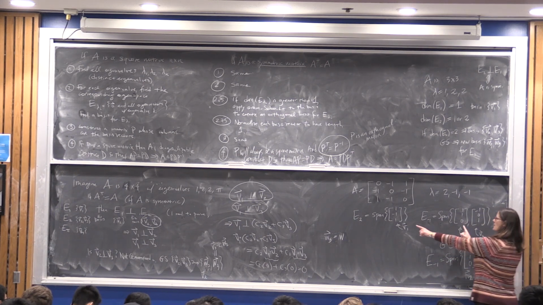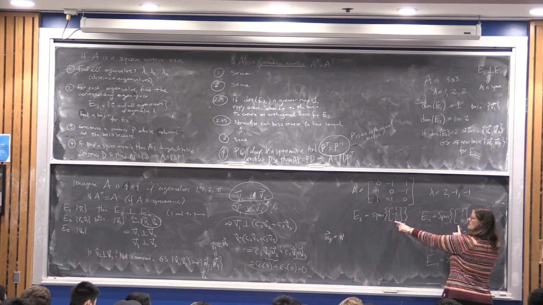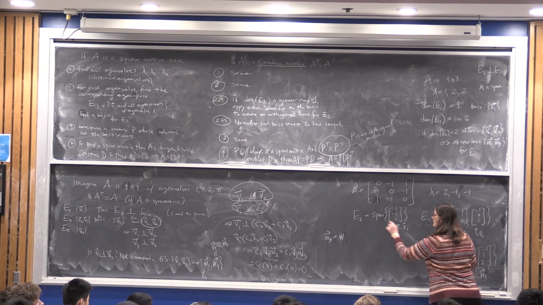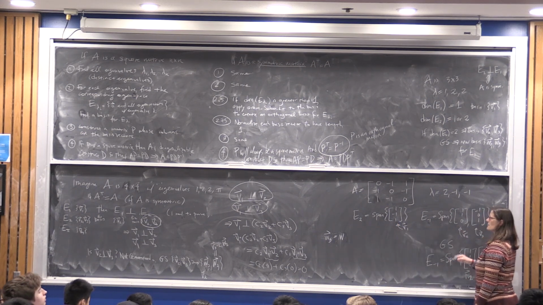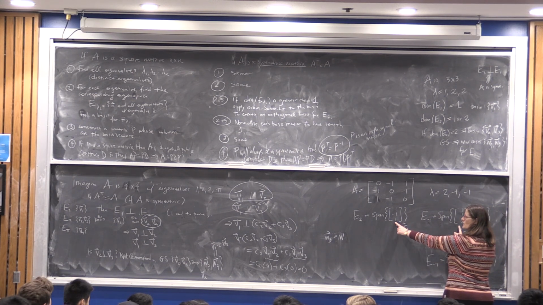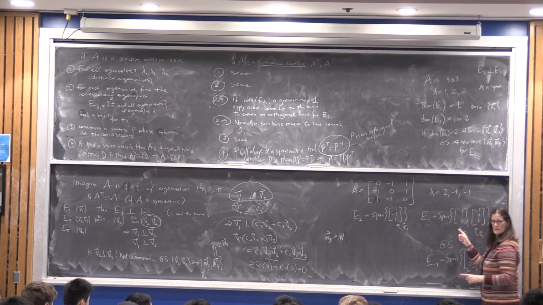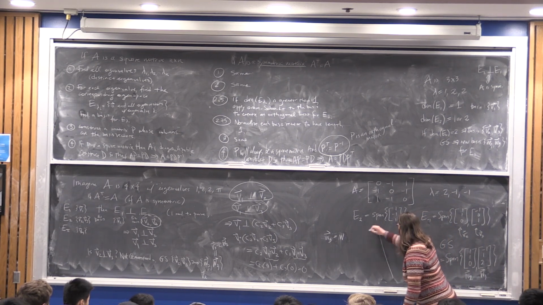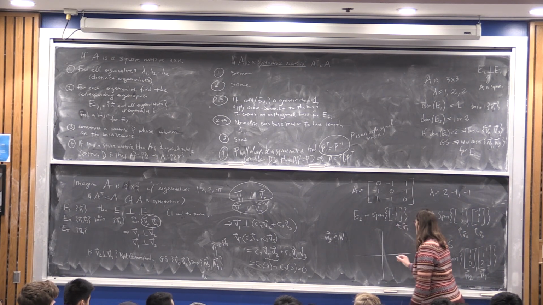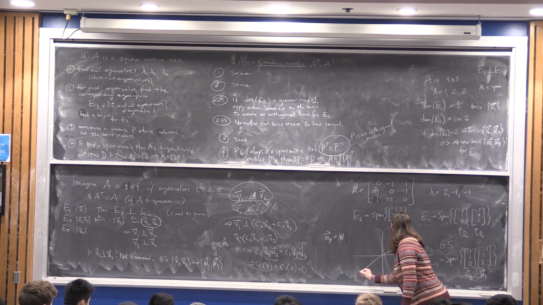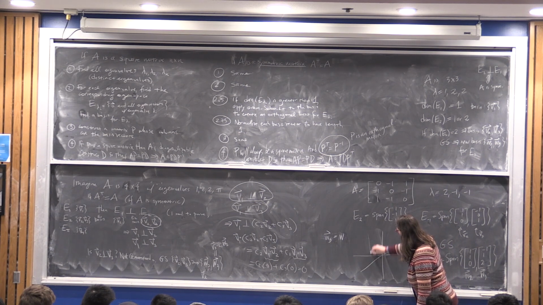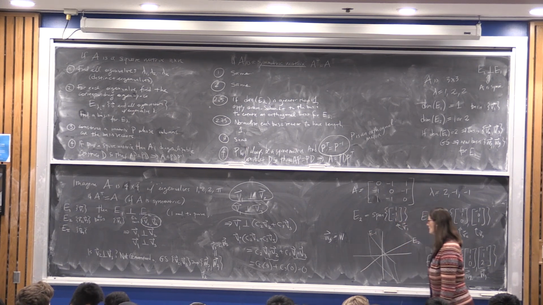If I do a linear combination of these two eigenvectors, this has eigenvalue 2, this has eigenvalue minus 1. A linear combination of these two will not be an eigenvector. So I don't know if it helps if you think of two subspaces. So here's E2, and here's an orthogonal plane, which is E minus 1.